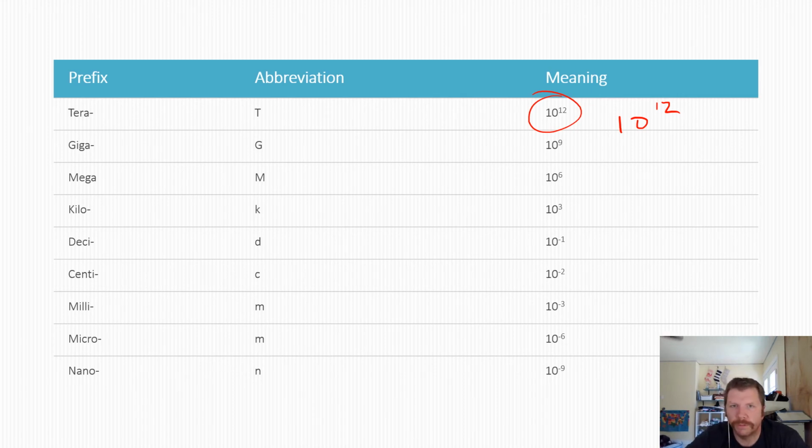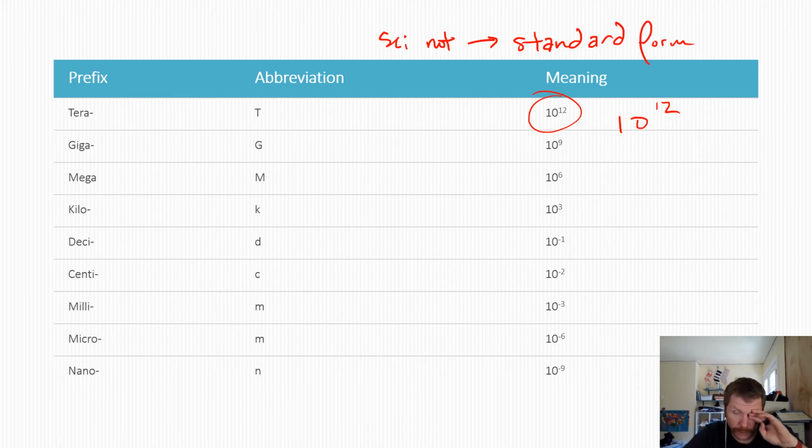So when you're converting from scientific notation to standard format, where are you moving your decimal place and everything like that. So tera, giga, mega, kilo, deci, centi, milli, micro, nano. I would say in this class, we're going to generally be living between kilo and micro. So that's 10 to the third to 10 to the negative sixth.